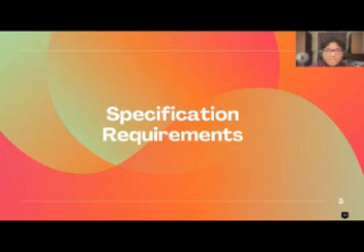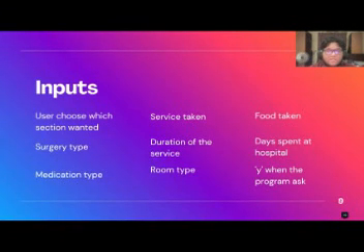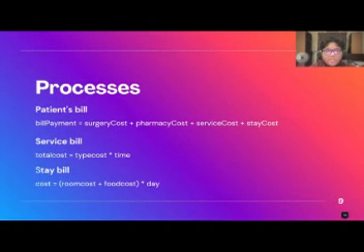So for the specification requirements, the first is the inputs, where the user chooses which section they want, the surgery type, the medication type, the service taken, duration of the service, room type, food taken, days spent at the hospital, and the letter Y when the program asks if there are any other charges. So for the processes, I believe my friend has talked about this. It is the formula in the program.